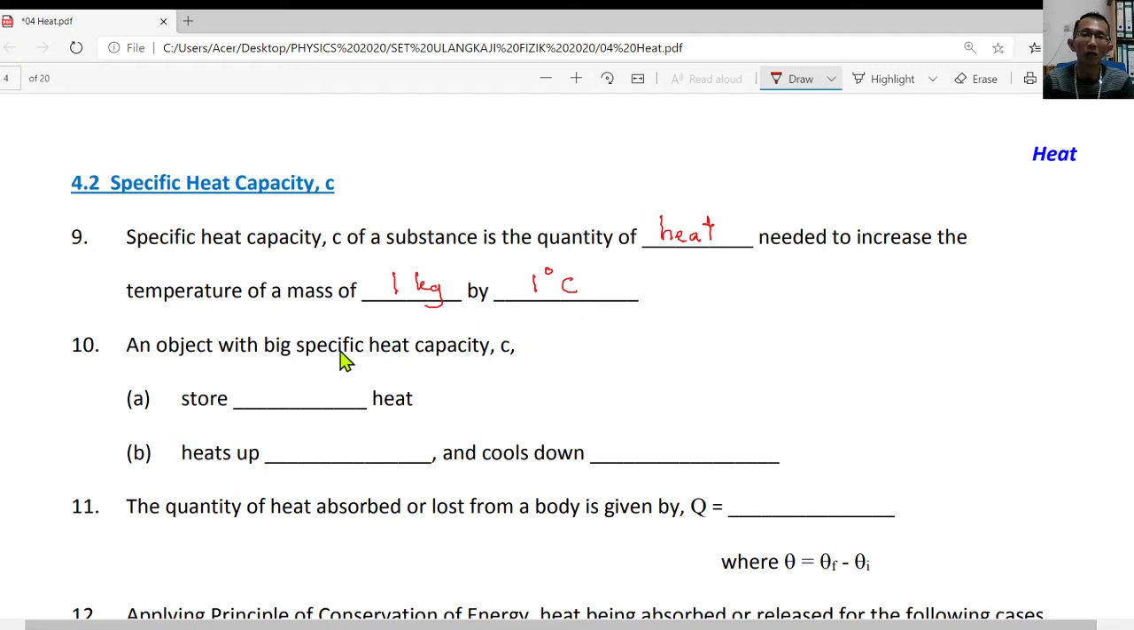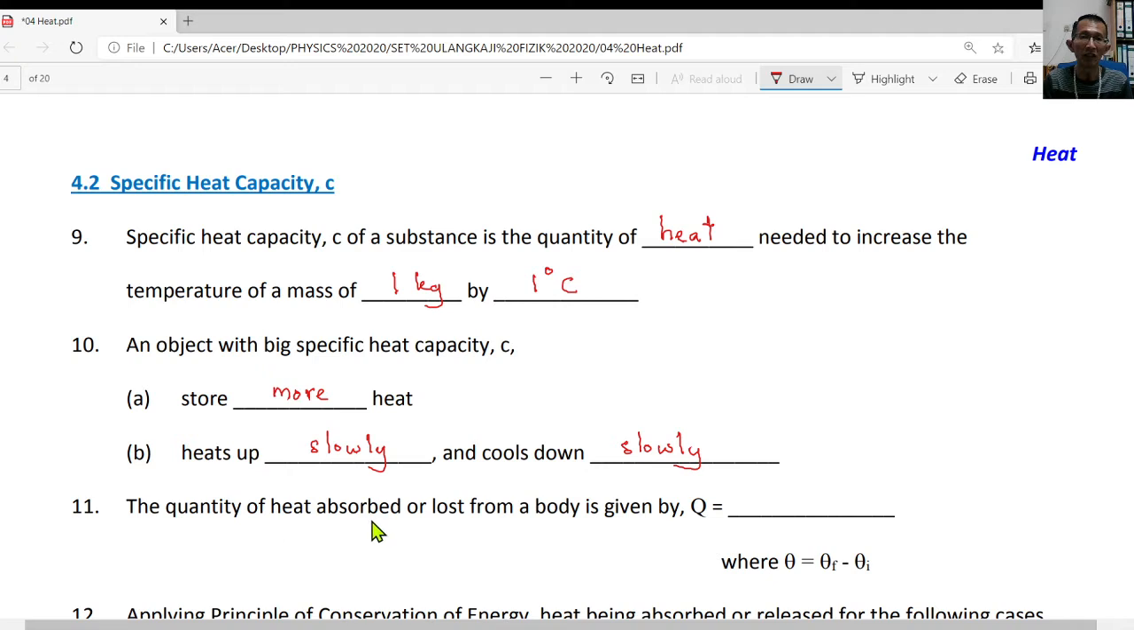So an object with big specific heat capacity can store more heat. Since it can store more heat, it will heat up slowly, and also it cools down slowly. So that is the consequence of having a big specific heat capacity. It heats up slowly and cools down slowly because it can store more heat without a very significant change in terms of the temperature.